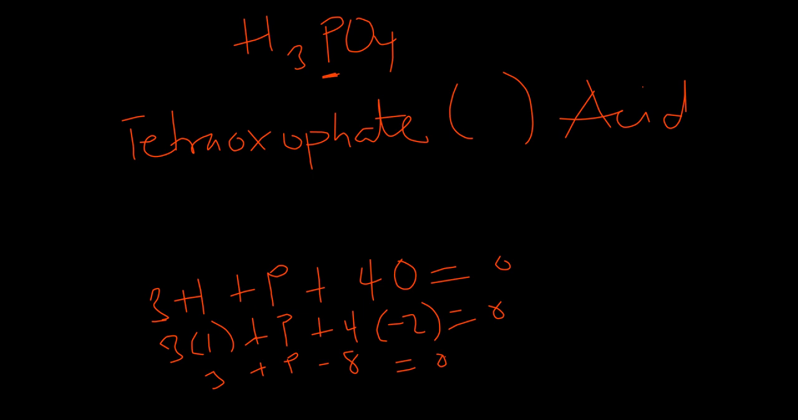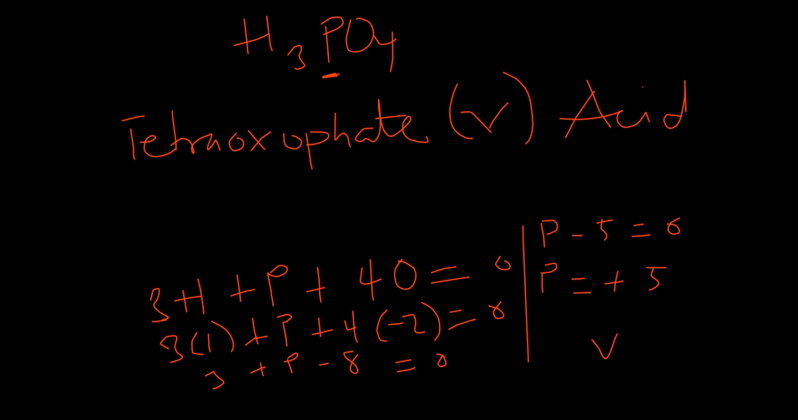So that will give me the phosphorus. 3 minus 8 will give us minus 5, equals to 0. So phosphorus charge will be positive 5, which is V. So we'll put the V here. So the name of this compound or acid will be tetraoxophosphate V acid.